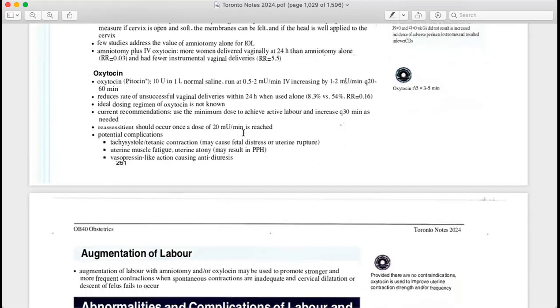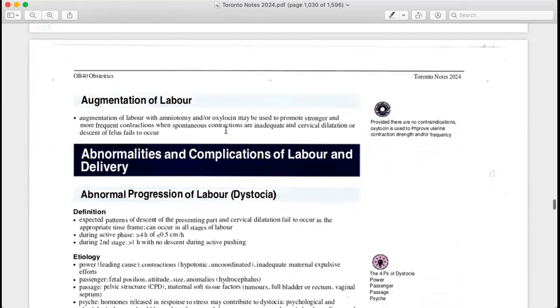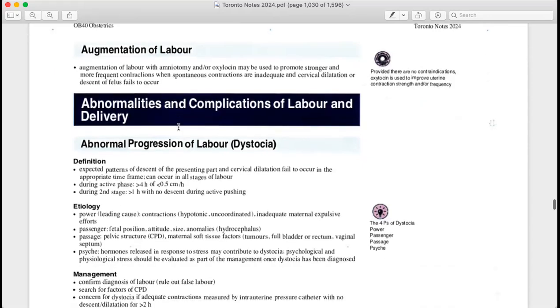Okay. So what are the potential complications? It can lead to tachysystole, muscle fatigue, and vasopressin-like effect leading to antidiuresis. So it can lead to PPH. That's why the complications are more with oxytocin than amniotomy, and amniotomy is preferred, because oxytocin can lead to PPH. Augmentation of labor with amniotomy or oxytocin may be used to promote stronger and more frequent contractions.